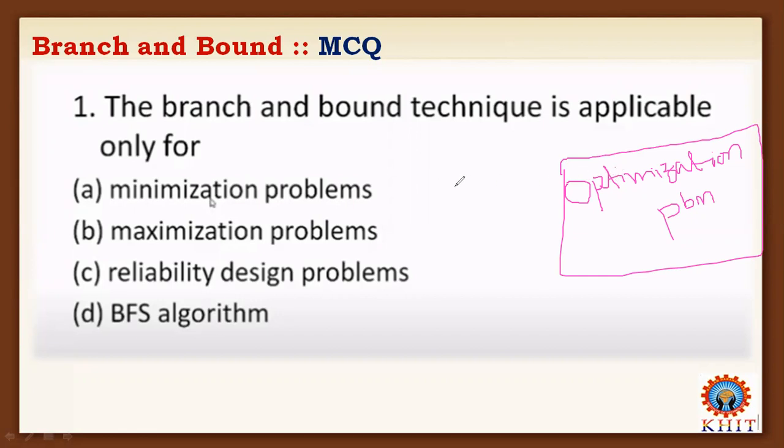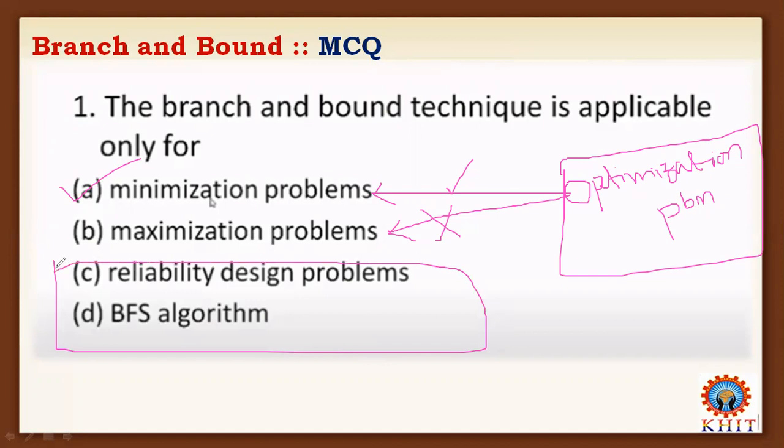But in branch and bound technique, we focus on minimization problems only. We are not focused on maximization problems. Hence, the solution is A. The remaining two are not considered at all. So the branch and bound technique is applicable only for minimization problems. Okay.